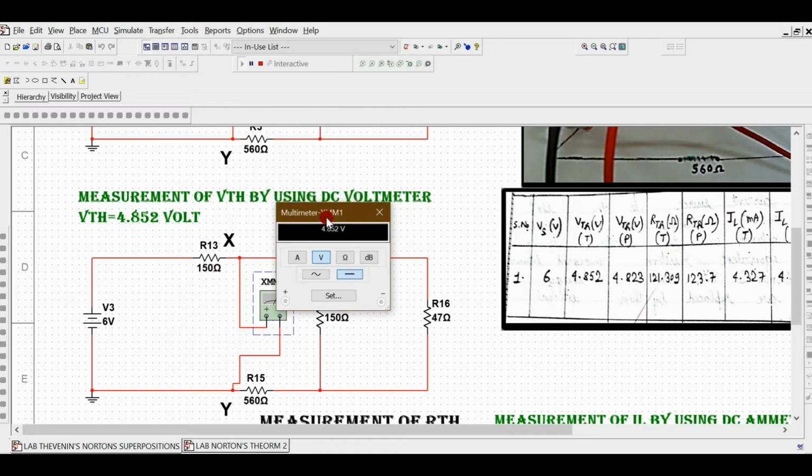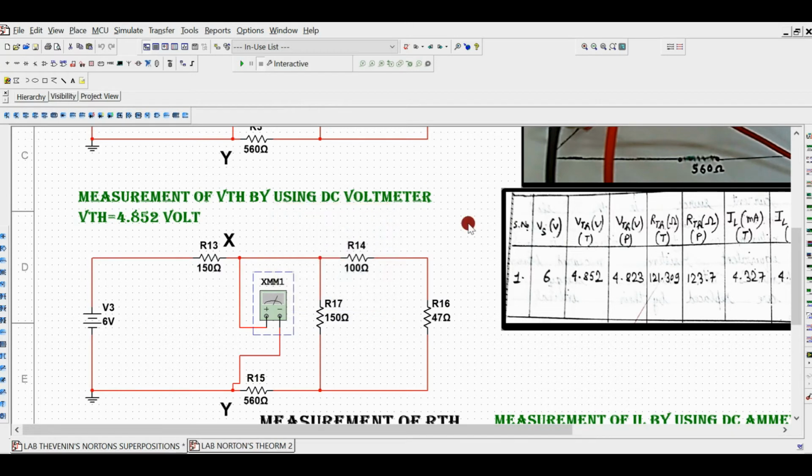So guys, now I am closing. Stop the simulation by clicking on this red button and then close this wizard. We have already verified VTH is equal to 4.852 volt, and this was the measurement of VTH by using a DC voltmeter. Now we will verify whether RTH is correct or not.